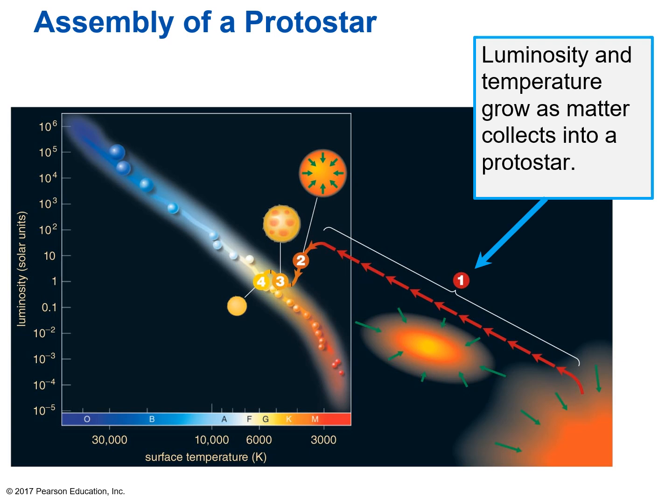So we'll look at step 1. As the cloud shrinks and it gets hotter in the center, luminosity and temperature grow as the matter collects into a protostar. So luminosity grows, meaning it's going higher up on the chart, and it's moving to the left, meaning it's getting warmer.